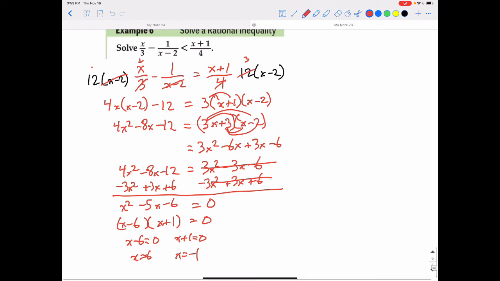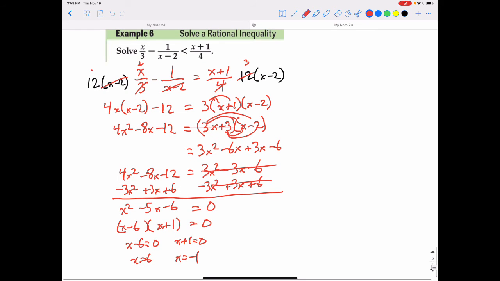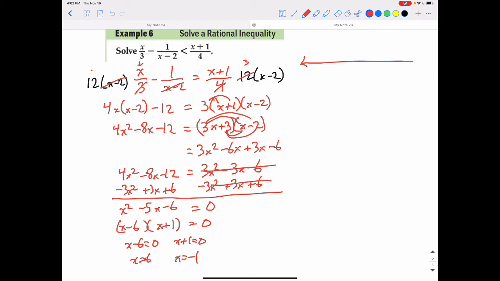Phew. So remember that this was an inequality. So I'm going to take those answers and place them on a number line. So I have x equals 6, that's roughly here, and x equals negative 1, we'll put it on the other end of the number line. But recall I said that the values of x that make the denominator equal to 0 can also cause changes on the number line in a rational inequality. So I'm going to place a 2, because if x is 2, I would get 0 in the denominator, on the number line as well.